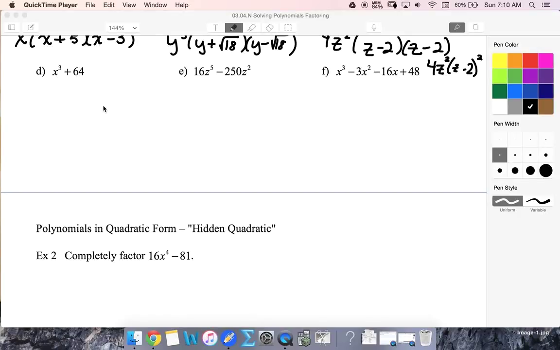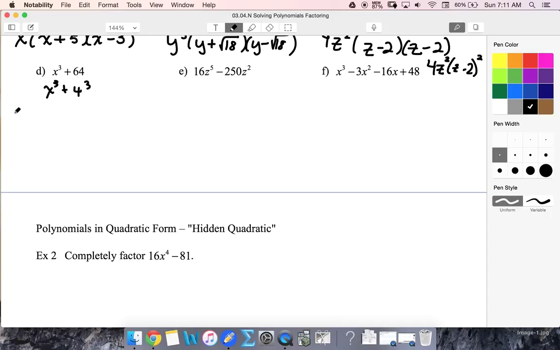All right, Ms. Slyman here with the remaining examples from example 1. So now I'm factoring still. I do not have a common factor here, but I do have a sum of cubes. So this is x cubed plus 4 cubed, which is 64.